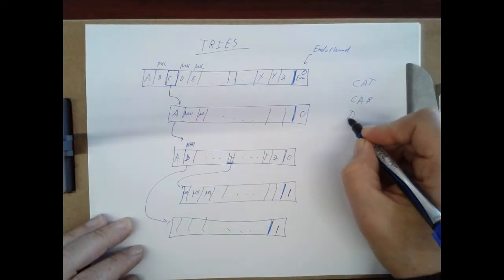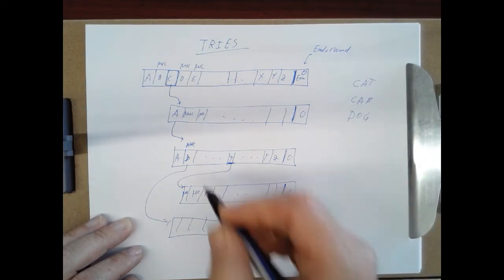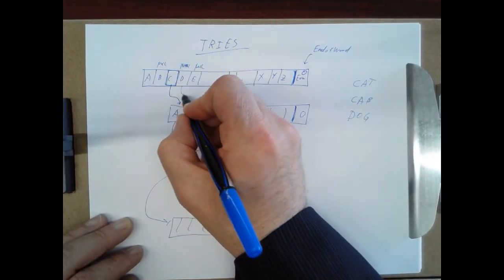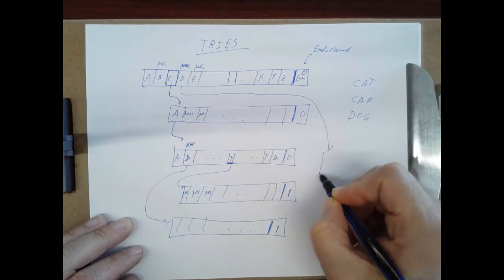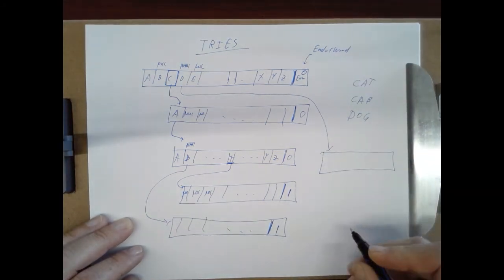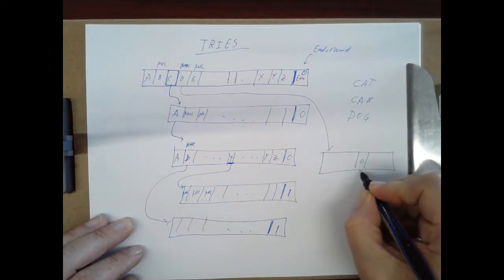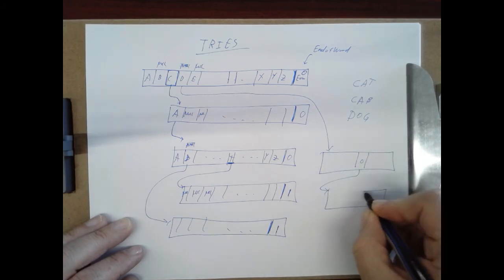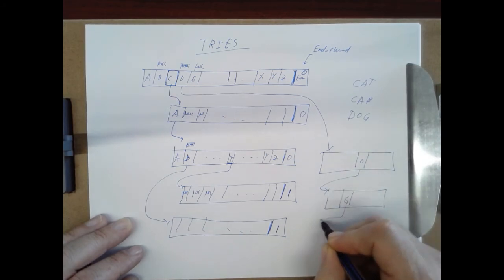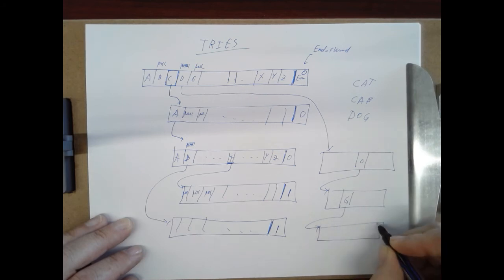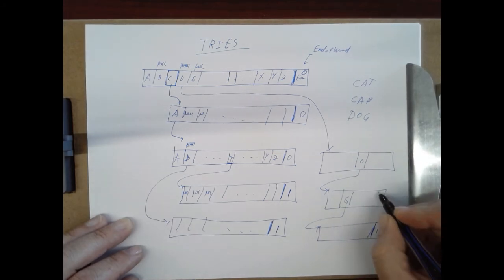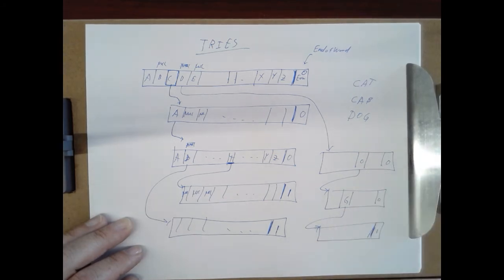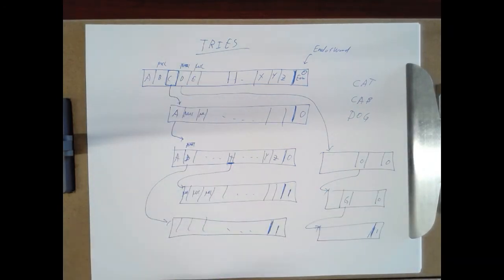So let's put a dog in. So D, instead of being null, is going to point to a node. And the O entry is going to point to another node. And the G entry is going to point to another node. And that node's going to have an end of word field of 1. And so we've got a DOG in our try.